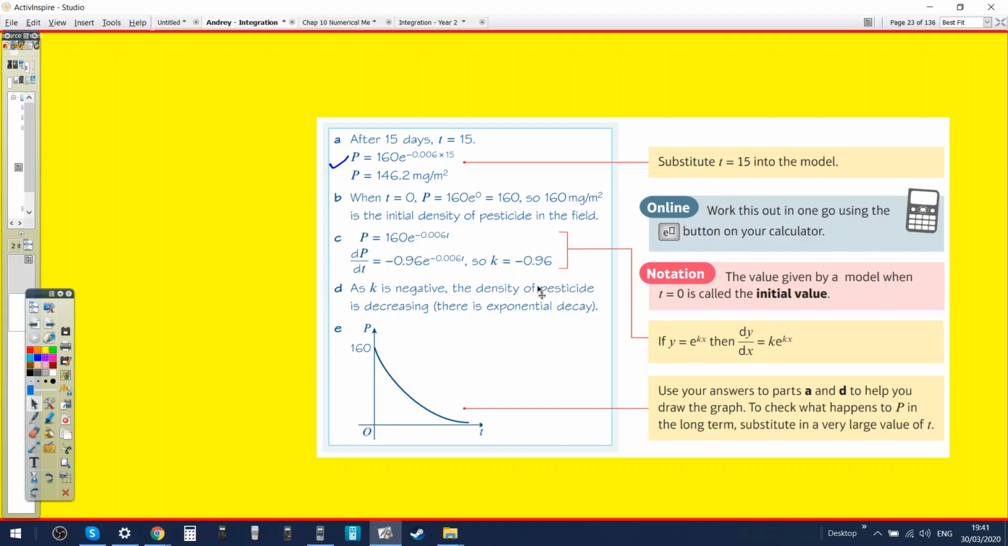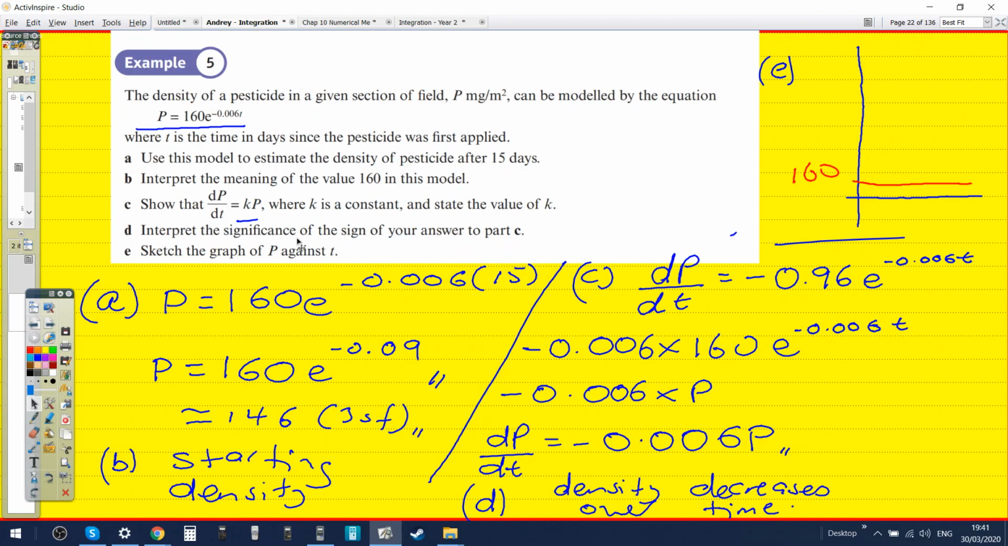K is minus 0.96. I don't think they're right about that. I think they're wrong there. I think the way they phrased this, KP, K is minus 0.006.